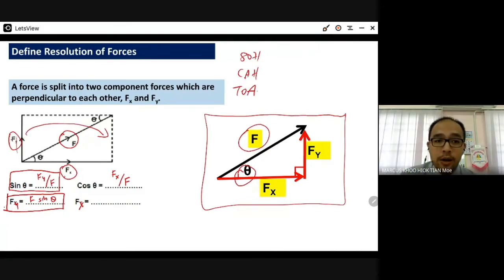Eva, can you tell me in terms of this equation, how do I find Fx? How much is Fx?